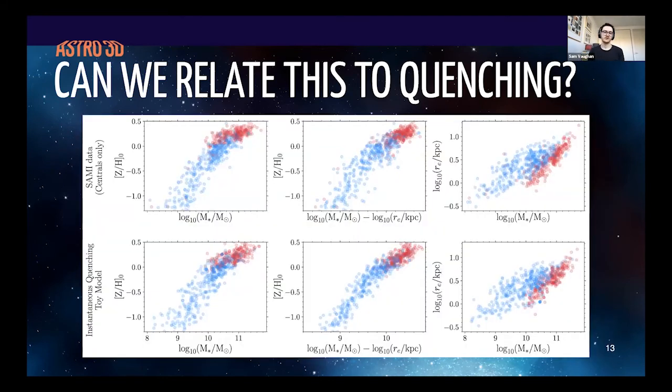The top panel shows my SAMI data, just looking at central and isolated galaxies, ignoring satellites. Again, the blue points are star forming and the red points are quenched. Going from left to right, we have the mass metallicity relation, the metallicity against log M minus log R relation, and also the mass size plane. The bottom panel shows what my simulated galaxies look like. So you can see that we nicely recover the location of quenched galaxies in all three plots, just with this simple model where quenching happens pretty much instantaneously, on timescales of less than 100 million years.